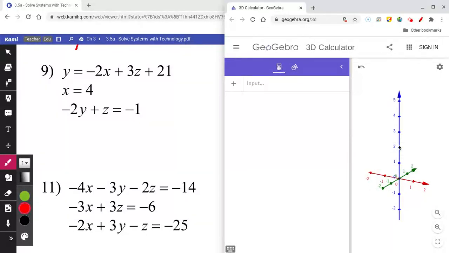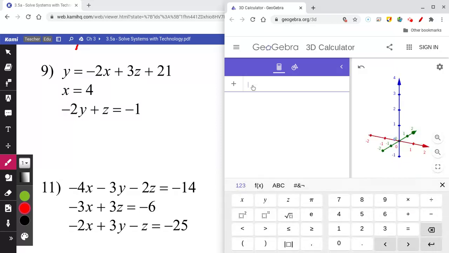So what you see is 3 axes. There's an X and a Y and a Z axis, puts us in 3 dimensions. So it works similar to Desmos. You've got your equation input over here. So the first one I'm going to type in y equals -2x plus 3z plus 21.